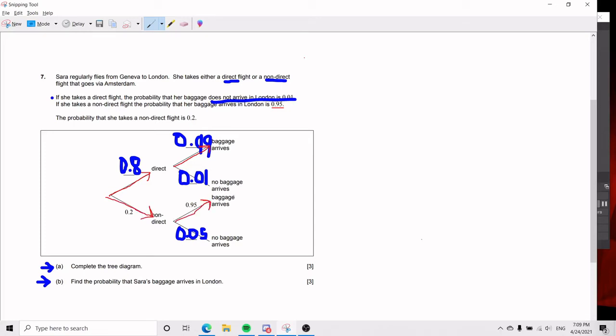Okay? These are the two scenarios, following both arrows, of the probability that Sarah's baggage arrives in London. Okay? And so it's not enough to say, oh, 0.99 plus 0.95, because then I would be only taking into account these arrows and not the arrows in the beginning.